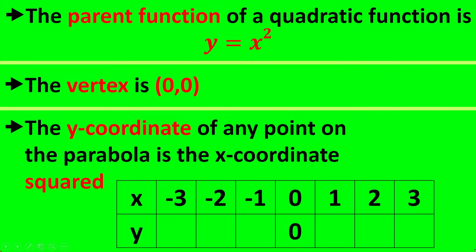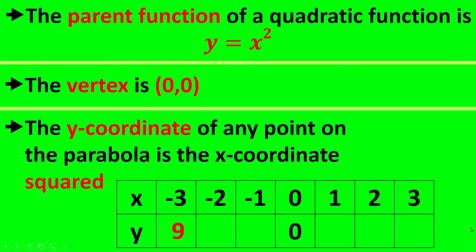Before we can understand anything about vertex form, we need to make sure that we understand the parent function of a quadratic function. The parent function of a quadratic function is y equals x squared. The vertex of that parabola is at (0, 0), and the y coordinate of any point on the parabola is the x coordinate squared. So if we have an x coordinate of -3, our y coordinate will be 9.